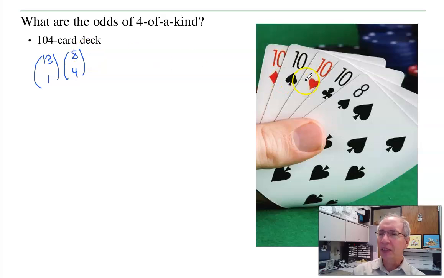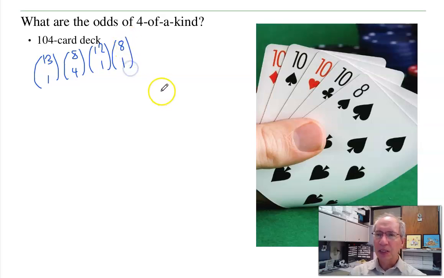There are 8 10s in the deck in a double deck. Choose 4. There are 48 remaining cards times 2. Let's do it this way. There are 12 values that aren't 10s. Choose 1. There are 8 cards of that value. Say 8 8s. Choose 1. That's how many different hands should be 4 of a kind.